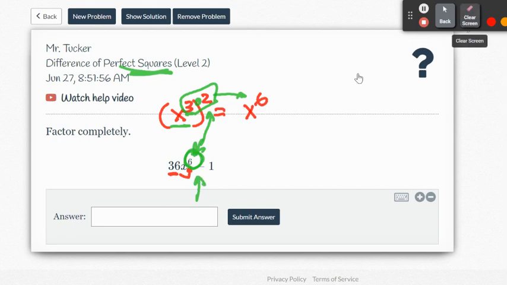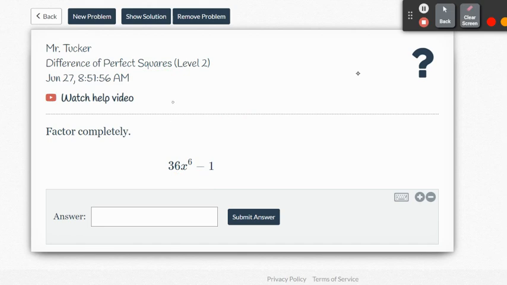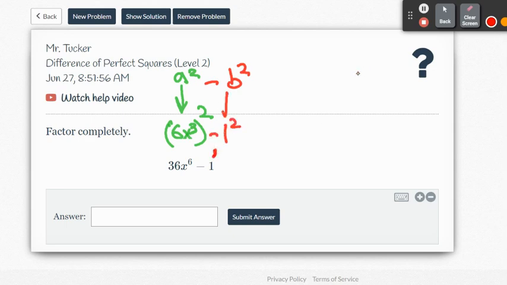So the idea here is that this is really an a value squared, a 6x cubed. The whole quantity squared is my a that's being squared, minus the b that's being squared, which is just 1. So this is minus 1 squared. All we have to do is recognize the a and the b.